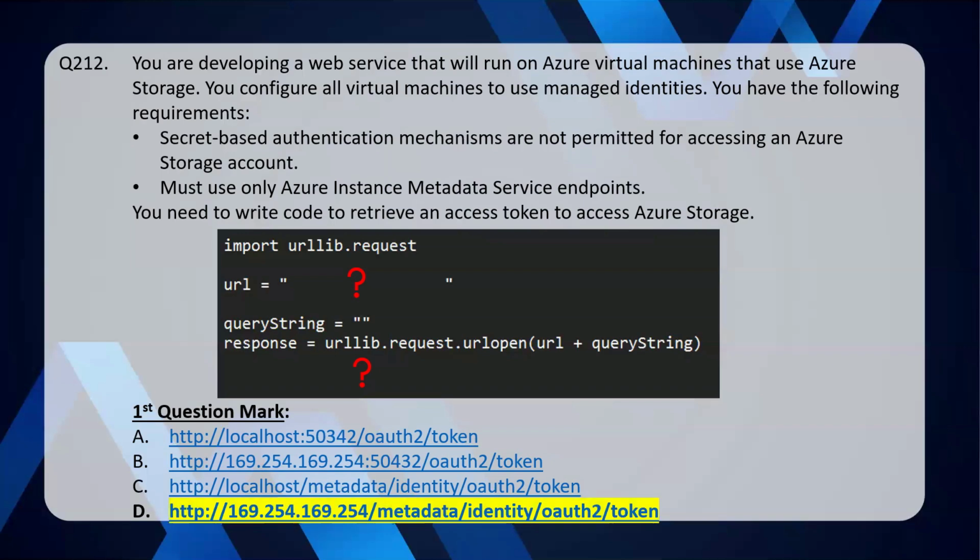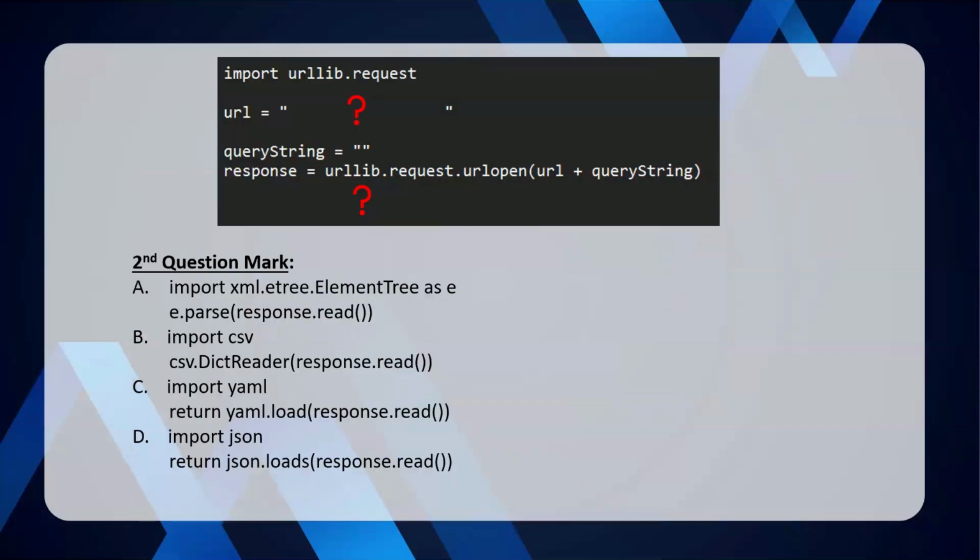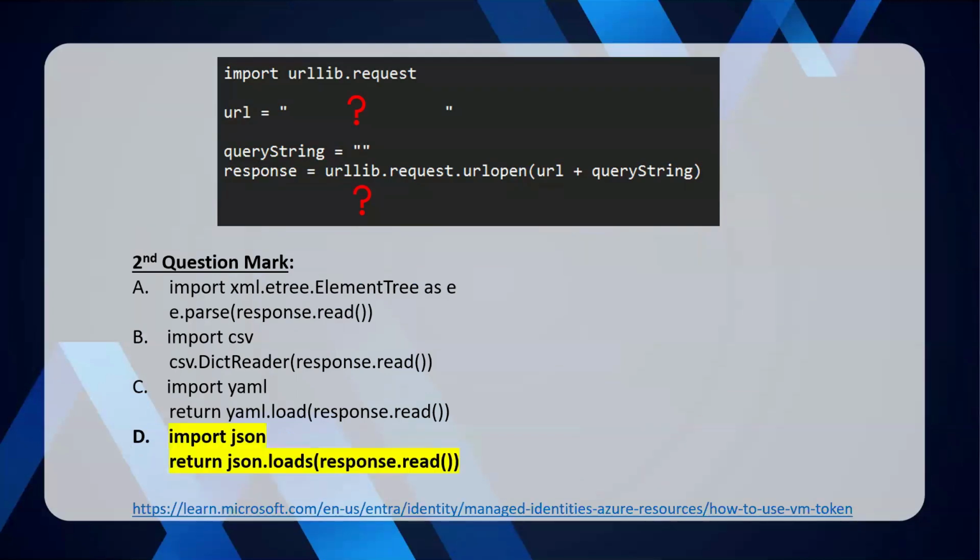Let's move on to the second part of the question, which is talking about the code segment in the response received. Now friends, Azure token response is JSON only, so we will choose option D as the correct answer here. Folks, there is a link on your screen which you can refer to understand how to use managed identities for Azure resources on an Azure VM to acquire an access token.